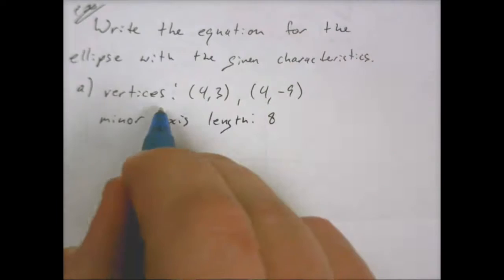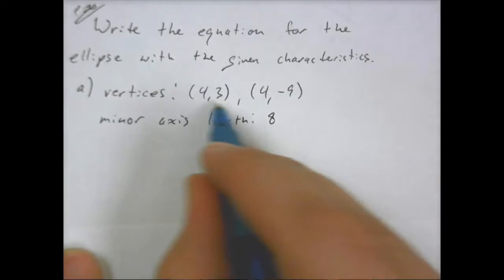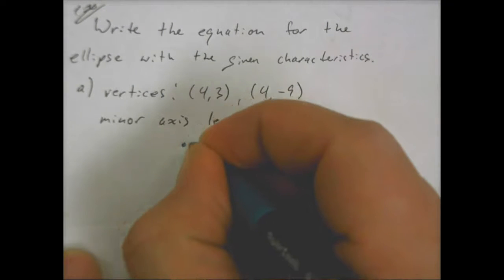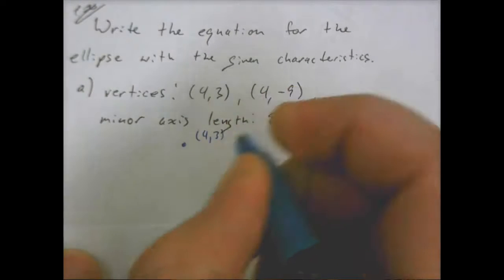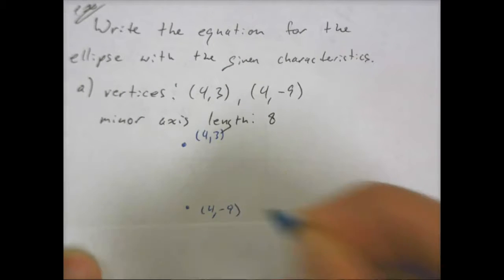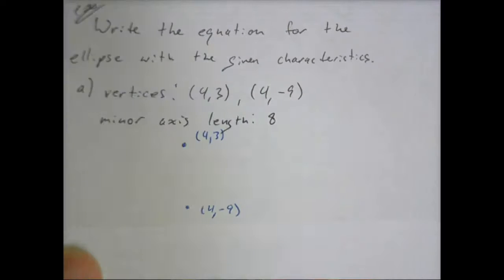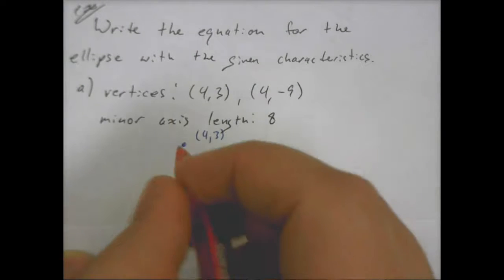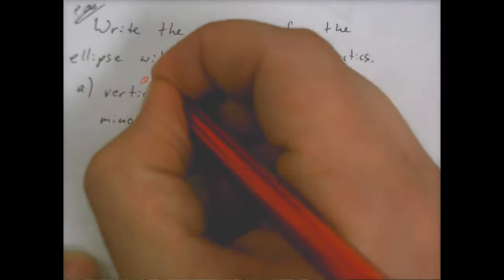That's true. So in this one, I'm given vertices are 4, 3, and 4, negative 9. So I have 4, 3 somewhere up here. 4, negative 9 right now. Down there. And it tells us that the minor axis length is 8. Well, my vertices, I will tell you, are always on the major axis.